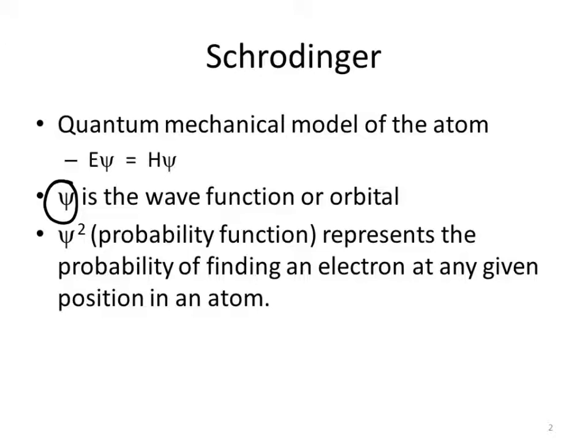So we have some energy and we have this H, and this H is actually supposed to have a little cap on it. It's called a Hamiltonian. And so we get a probability function that represents the likelihood that we're going to find an electron at any given place in the atom or the orbital we're looking at.